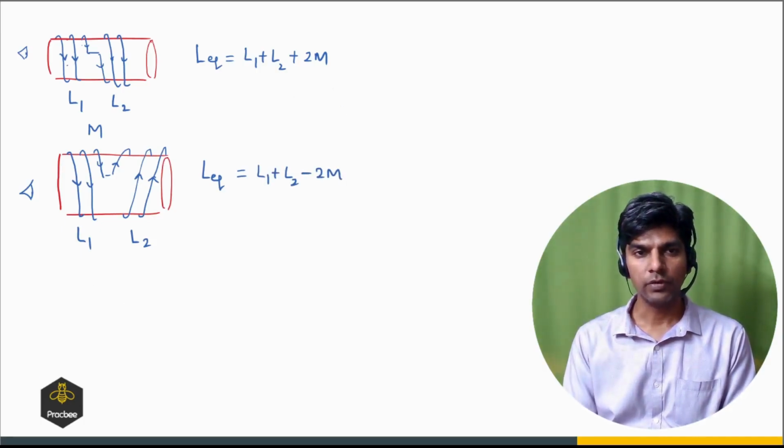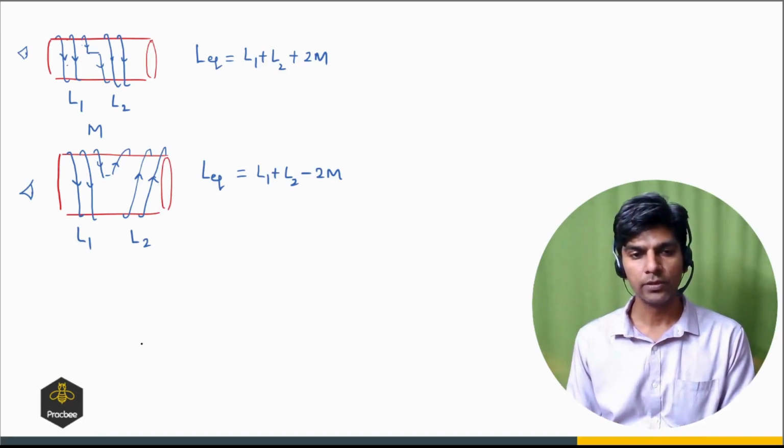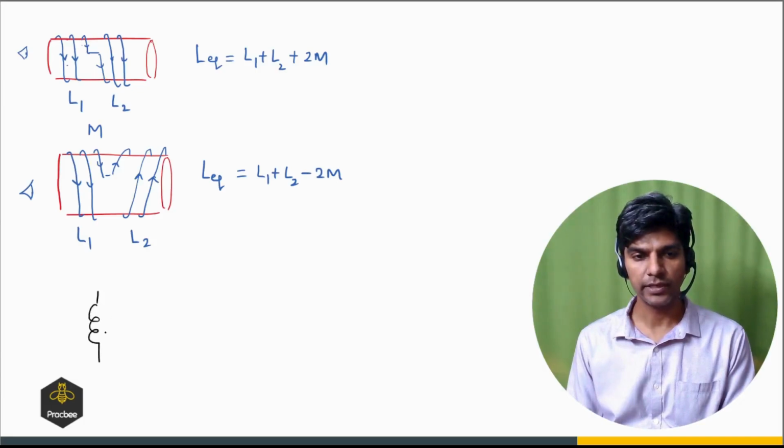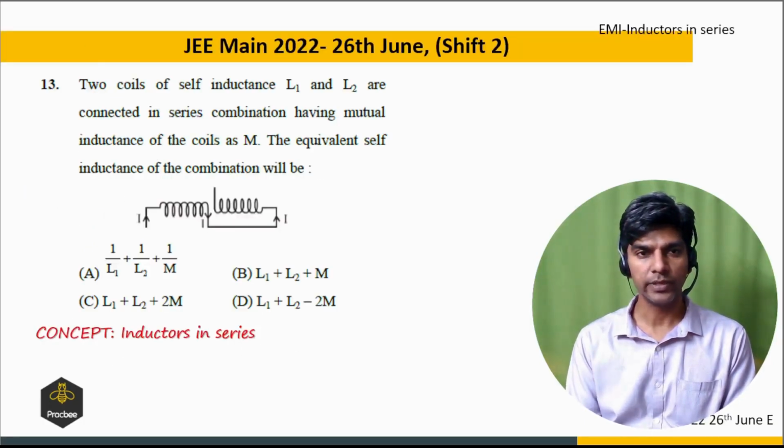And if you talk about the parallel combination, usually in JEE Mains they will mention that the mutual induction you can ignore. So in that case, if there are two inductors connected in parallel, if this is L1 and this is L2, then L equivalent will be L1 L2 upon L1 plus L2. Now let us see the question based on this concept.